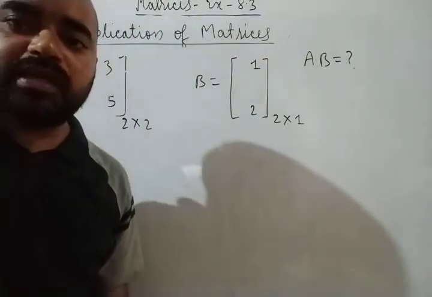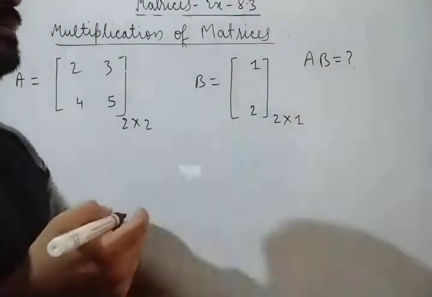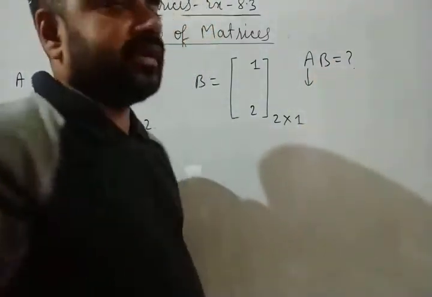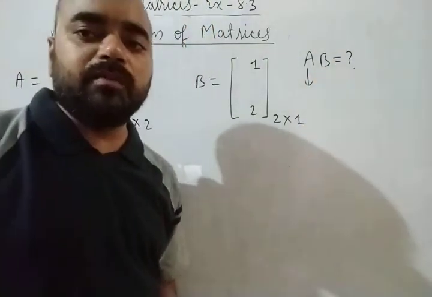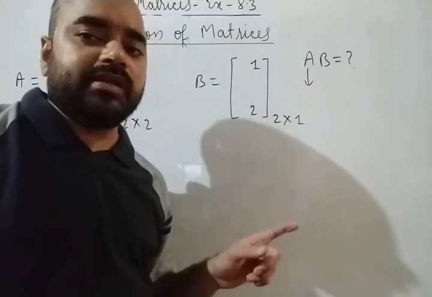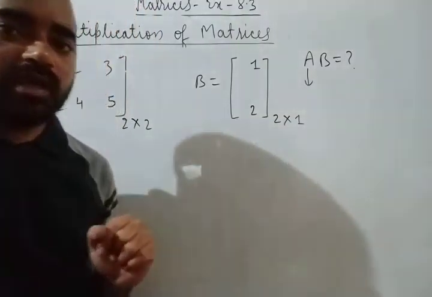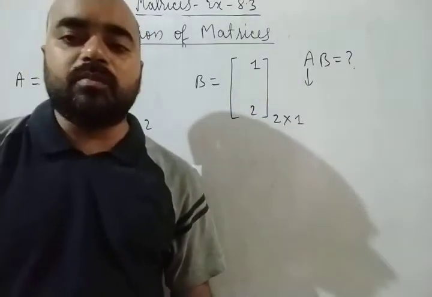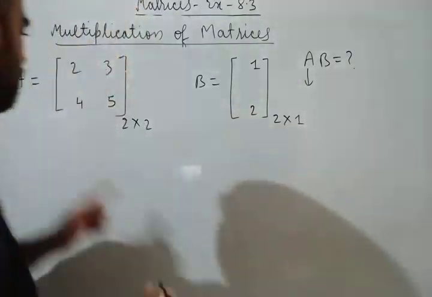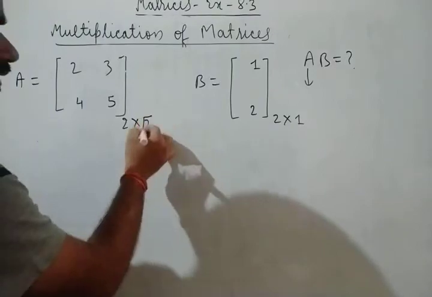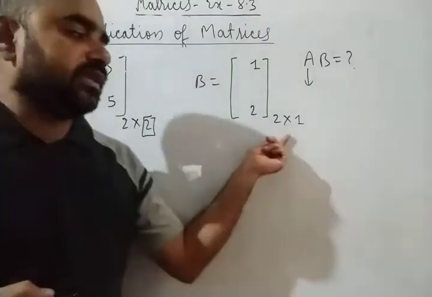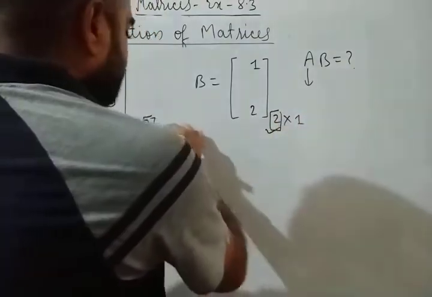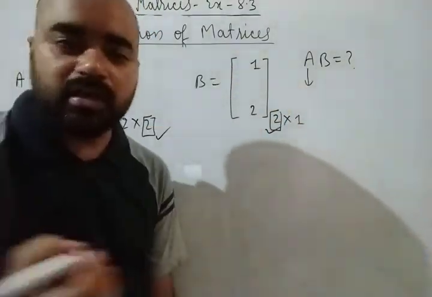Can we obtain AB? For AB, we have to check that the number of columns in matrix A must be equal to the number of rows in matrix B. Correct? See, what is the number of columns in matrix A? That is 2. What is the number of rows in matrix B? That is 2. It means both are the same. It means AB is possible.